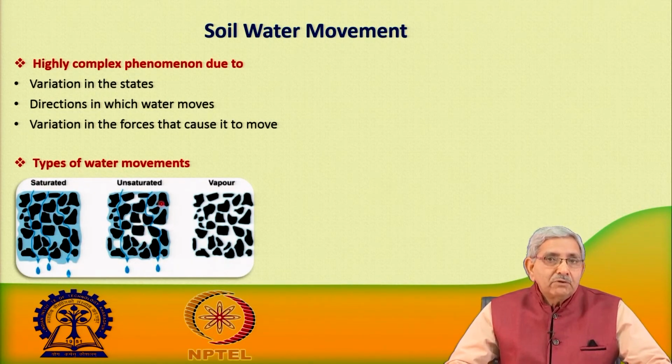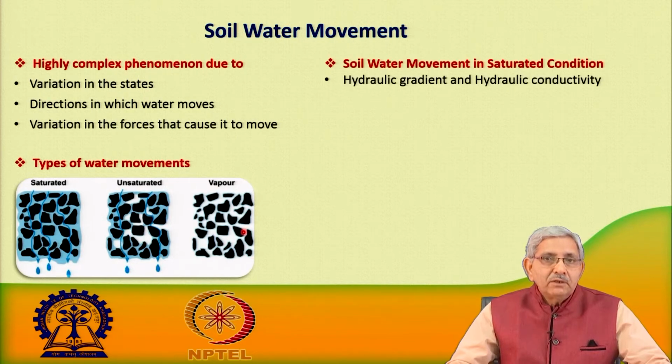When it is an unsaturated case, you are seeing the soil pores are partly filled with the water and partly filled with the air. This is the unsaturated case, and so the movement of water will be less because it is partly filled with the air. And in case of vapor, the soil is dry, and when it comes with the water vapor, movement of water does not take place, it is simply adhering with the soil particles.